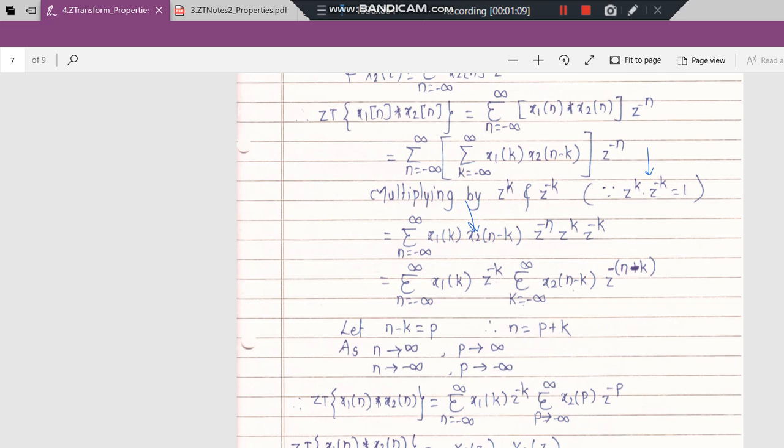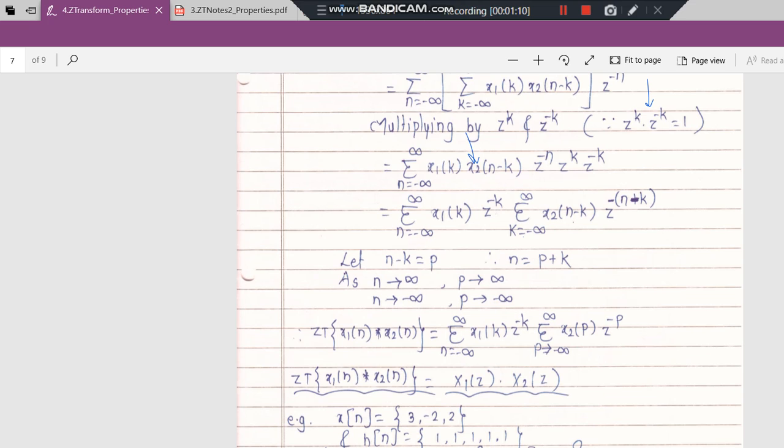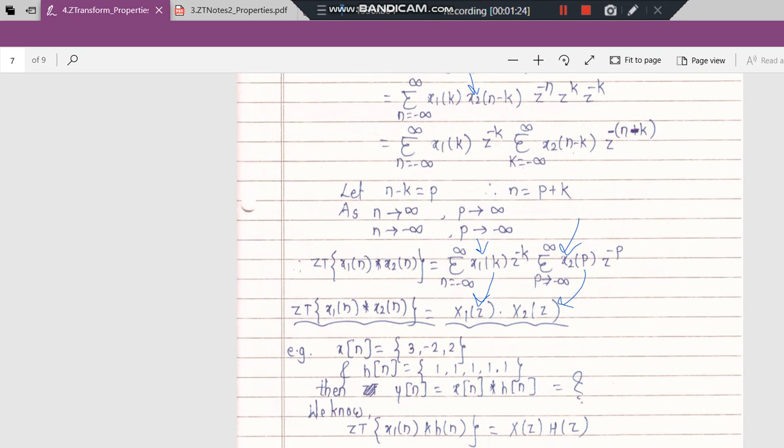So after doing this substitution, we get these two separate equations. One equation is for this and one equation is for this. So this we can write as x1 of z, and this we can write as x2 of z. Hence we can see that the Z transform of the convolution of the two signals in the time domain is nothing but the multiplication of their Z transforms. Okay, this is your Z transform.